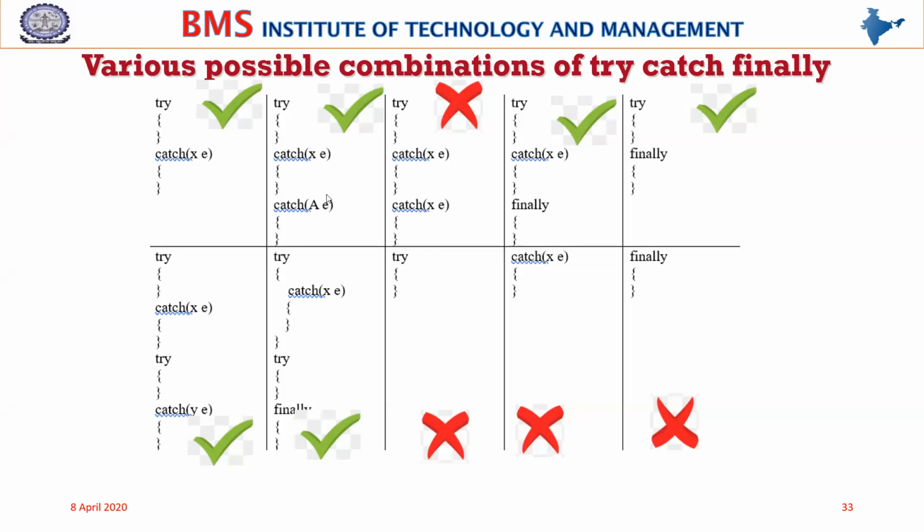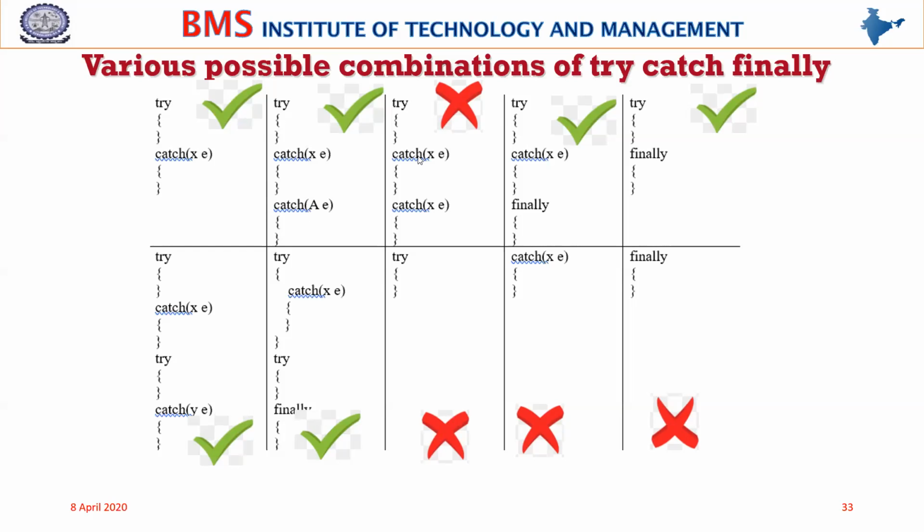You can have any number of catch blocks, because we don't know what type of exception the statements written inside the try will raise. So in order to handle the appropriate exception, we have written more than one catch block. That's the reason this is also perfectly fine. This is a try block with multiple catch blocks.